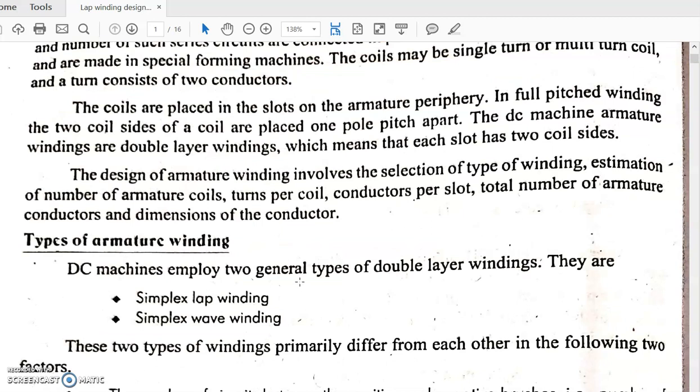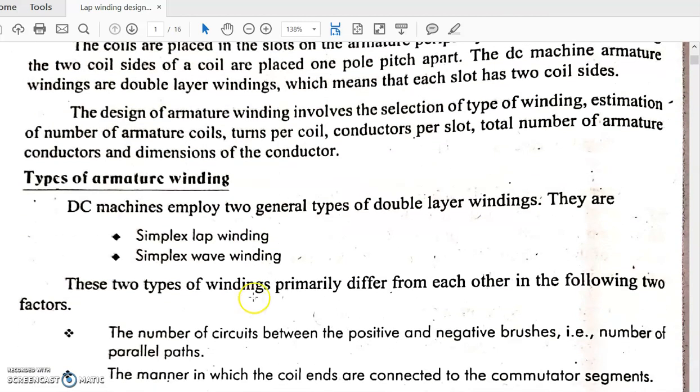In the armature winding of DC machine, there are two types of winding, lap winding and wave winding. Another classification is simplex winding or multiplex winding. In lap winding and wave winding, the number of parallel paths will differ. In a lap winding, the number of parallel paths is equal to the number of poles. In a wave winding, the number of parallel paths will always be equal to 2. Lap winding is used in high voltage applications and high capacity machines. Wave winding is used in small and medium sized machines.